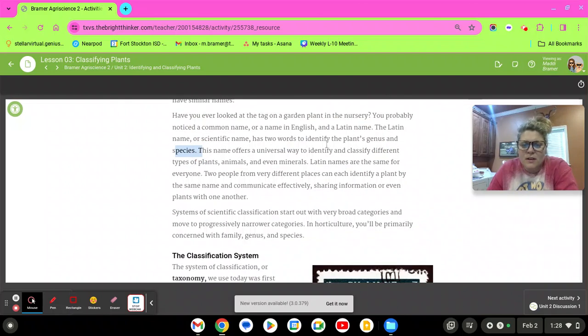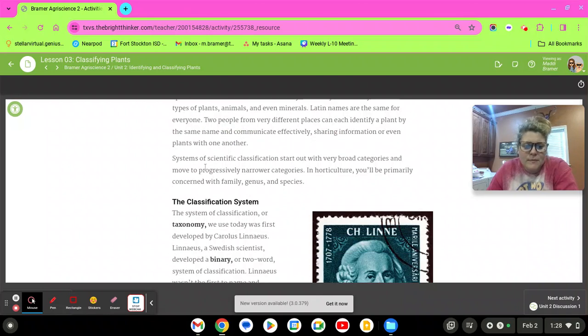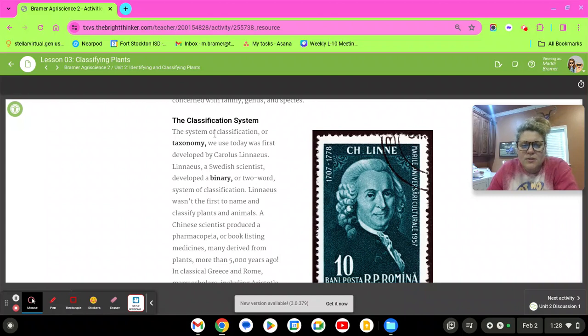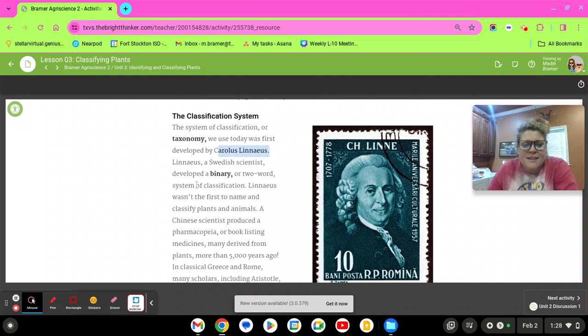So this name offers a universal way to identify and classify different types of plants, animals, and even minerals. Latin names are the same for everyone, so that way we don't have to change the language. It's very universal. So two people from different places can identify the same plant. The classification system we use today is called taxonomy. It was developed by Carlos Linnaeus. I know that will be on the test.